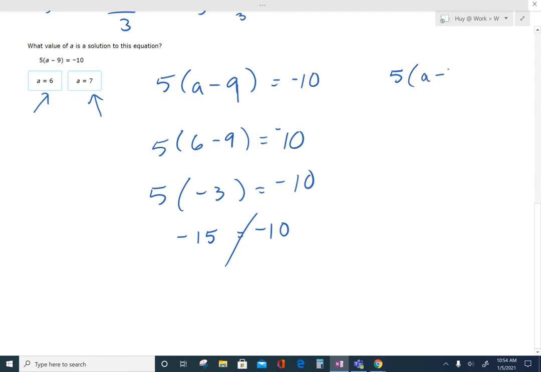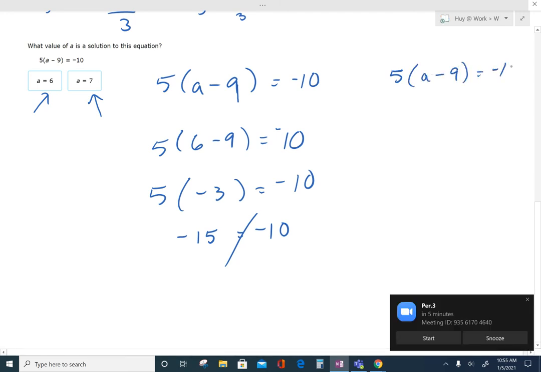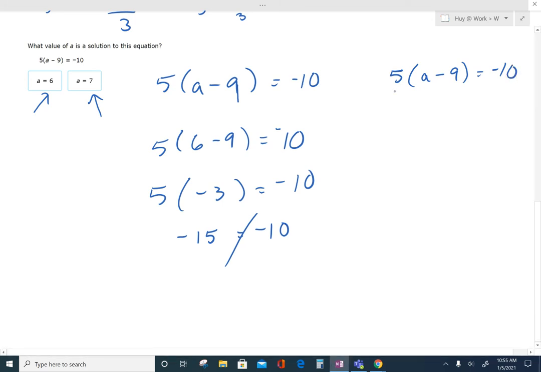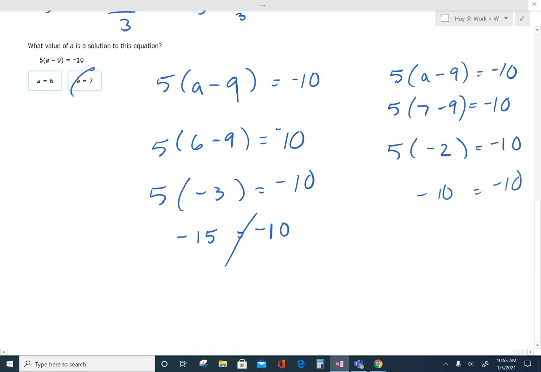So it's 5 times a minus 9 equals negative 10. And let's do 5 times 7 minus 9 equals negative 10. 7 minus 9 is negative 2. Yeah, 5 times negative 2 is negative 10. Negative 10 does equal negative 10. All right. So the key for W1 is to make sure that we're substituting the values that are answer choices back into the equation and see which one will work.